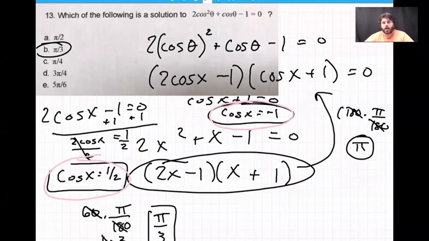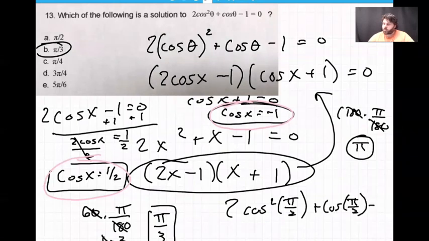Okay. All right, a couple things here. I could use guess and check. I could plug in pi over 2 for theta, and I could say, what's 2 cosine squared of pi over 2 plus cosine of pi over 2 minus 1? Does that equal 0? Question mark. And see if it works. If it works, then you got a solution. If it doesn't work, that's not one of your solutions.